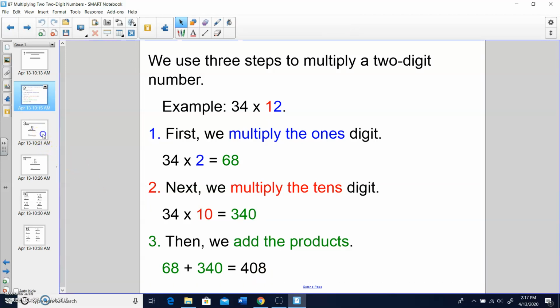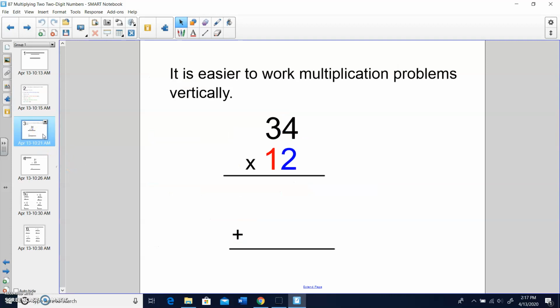Okay, let's continue. It's usually easier to work multiplication problems if we work them vertically and line up the ones and line up the tens. So here you can see that we've worked it vertically and the ones and the tens are all lined up. So 2 times 4, we're multiplying the ones place first. 2 times 4 is 8. And then 2 times 3 is 6.